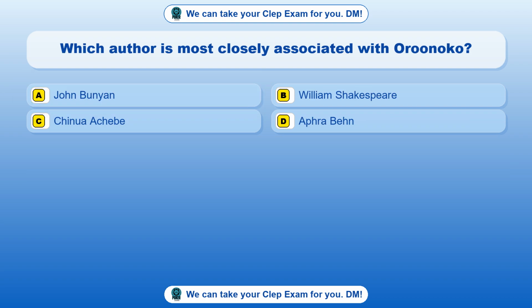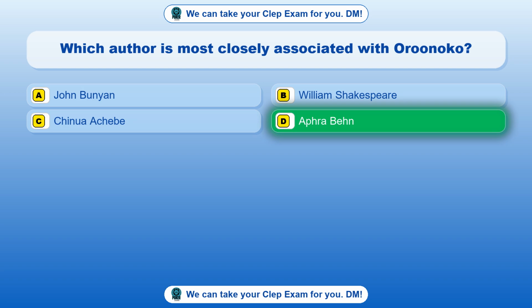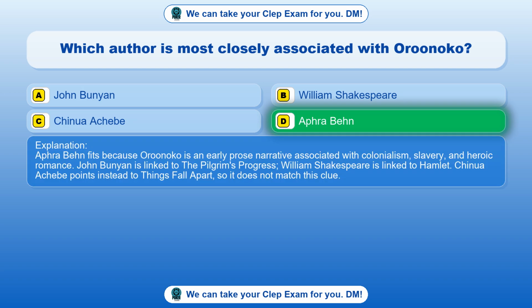Question 33. Which author is most closely associated with Oroonoko? Option A, John Bunyan. Option B, William Shakespeare. Option C, Chinua Achebe. Option D, Aphra Behn. The correct answer is option D, Aphra Behn. Aphra Behn fits because Oroonoko is an early prose narrative associated with colonialism, slavery, and heroic romance. John Bunyan is linked to The Pilgrim's Progress, William Shakespeare is linked to Hamlet. Chinua Achebe points instead to Things Fall Apart, so it does not match this clue.